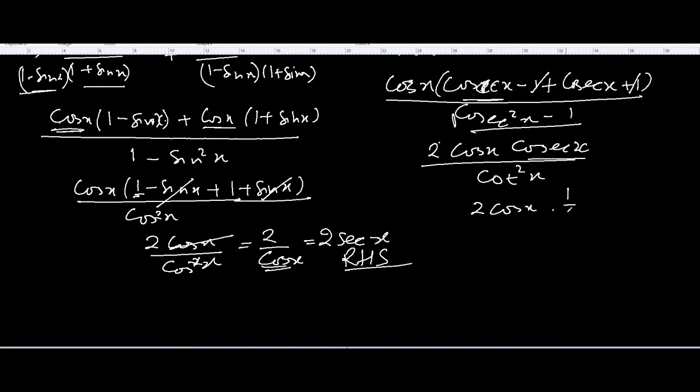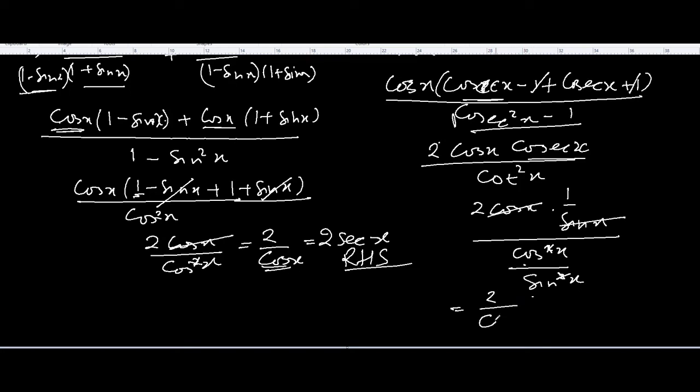It is 1 over sin x, over cot square x, which will be cos square x over sin square x. Alright, this sin will cancel with one of the sins. This cos will cancel with the 1 over cos. So what are we left with? 2 is the only one in the numerator, and cos x over sin x, which is cot x. Right? And the reciprocal of cot x is tan x. 2 tan x, which is the RHS.